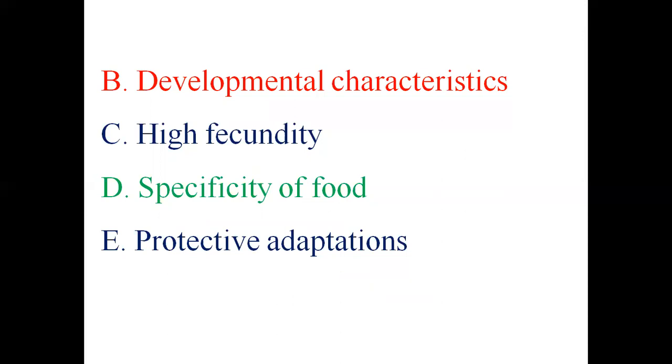Now, high fecundity: some insects have a greater egg laying capacity. For example, the termite queen is called the egg laying machine. Why? When the termite lays eggs, its fecundity capacity is near about 6,000 to 7,000 eggs per day. It's not a joke, it's the truth that the female termite can lay that many eggs.